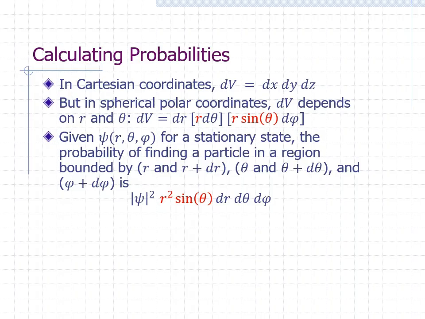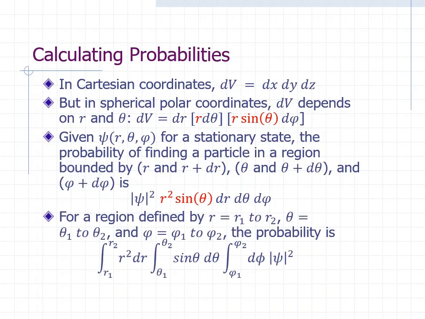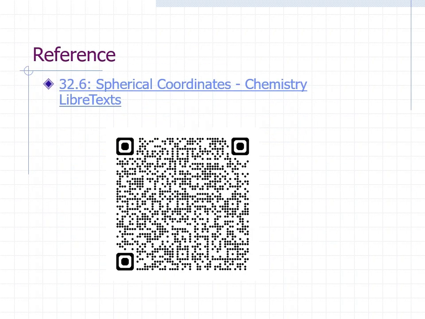When integrating for a region with boundaries defined by r1, r2, theta 1, theta 2, phi 1, and phi 2, we integrate with respect to phi from phi 1 to phi 2. Then we multiply the result by sine of theta before integrating with respect to theta from theta 1 to theta 2. Then we multiply the result by r squared before integrating with respect to r from r1 to r2. The order of integration does not matter. Here's a QR code linked to a reference regarding integration in spherical polar coordinates.